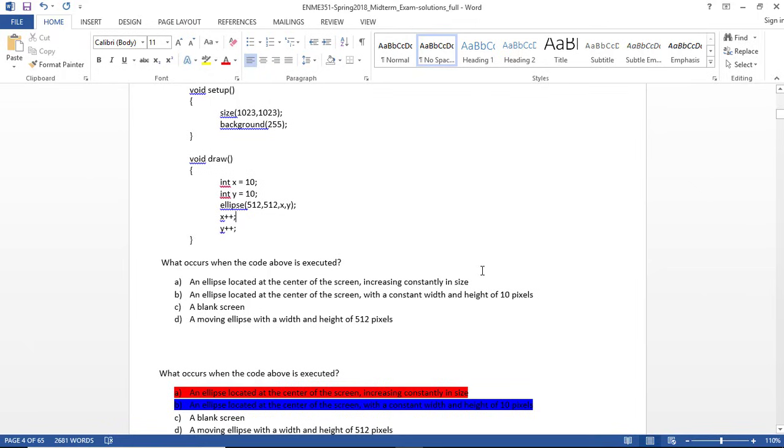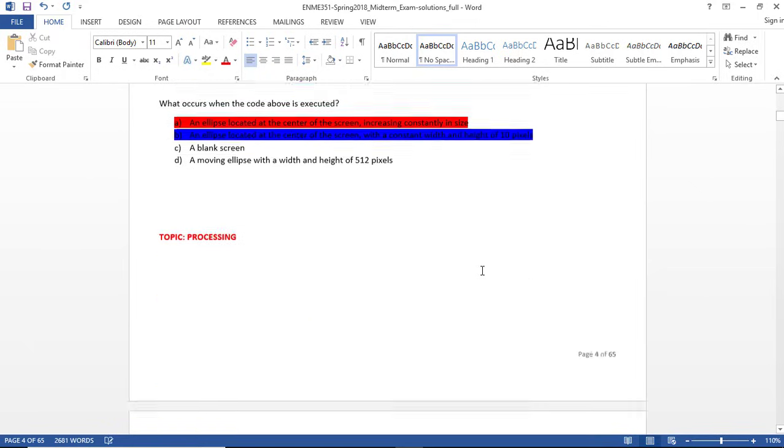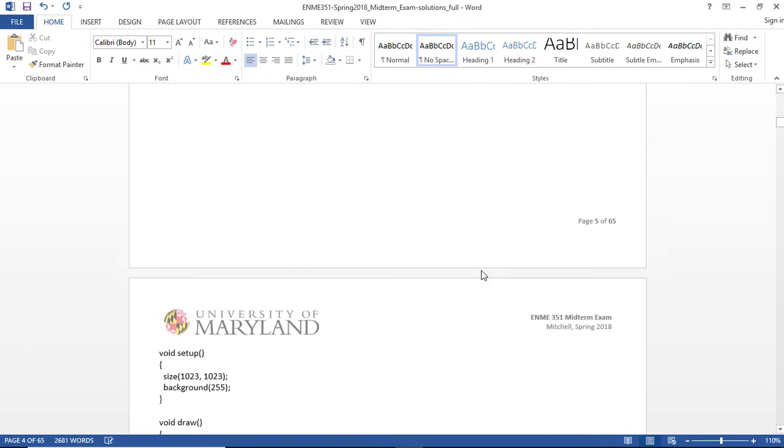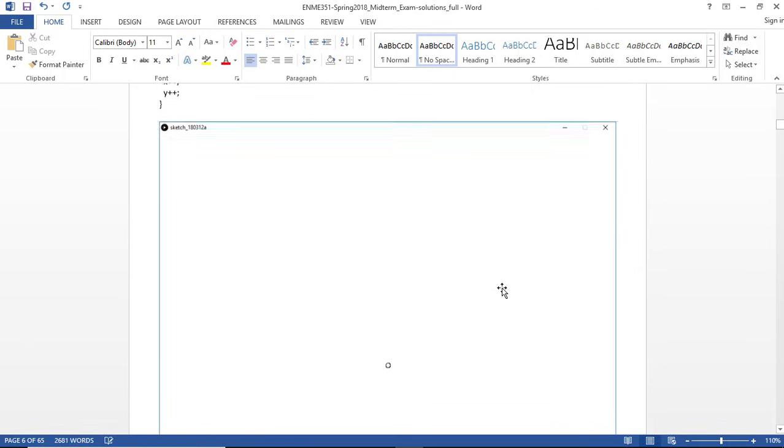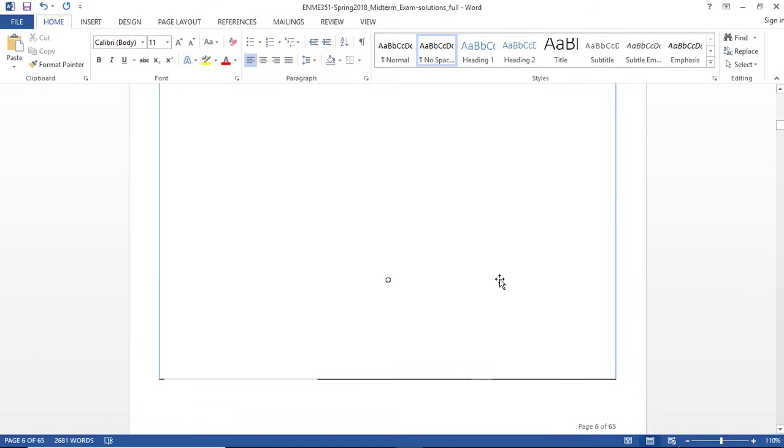So version 1 has an answer of B, and that's what that looks like if you were to run the code in Processing. I encourage you to do that. You'll basically see this ellipse in the center of the screen. Here I took a snippet, so you're just seeing a portion of the screen.